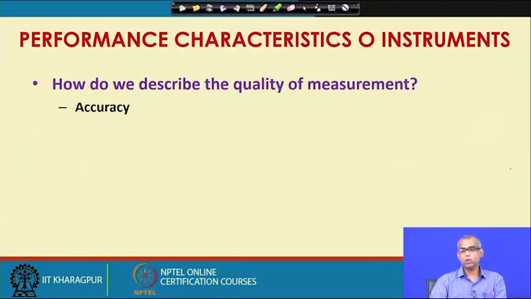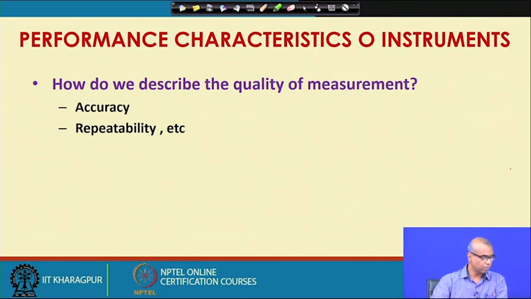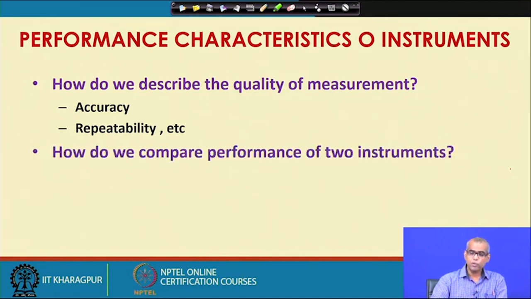There should be some quantitative basis for this performance evaluation. So, when you ask yourself how to describe the quality of measurement, perhaps you think of whether the result is accurate enough, and whether, if I repeat the same measurement several times, there is repeatability, or the agreement among the readings obtained in several trials. And how do you compare the performance of two instruments? If we have two different instruments which can be used for the measurement of the same process variable, how do I compare the performance of these two instruments?